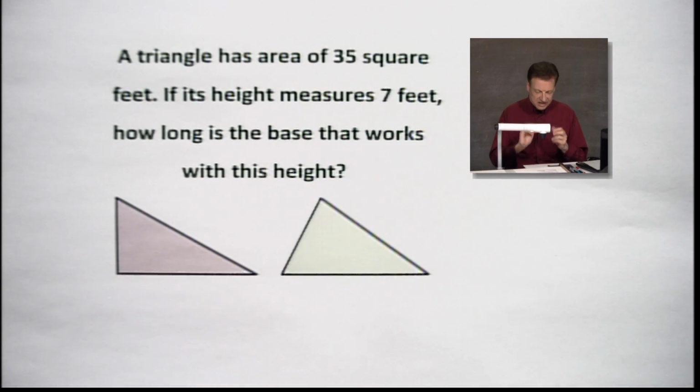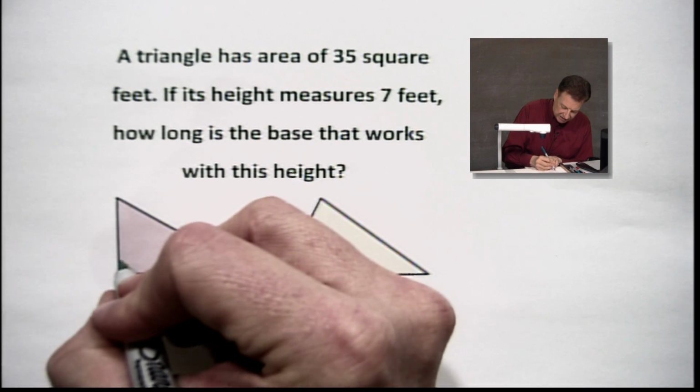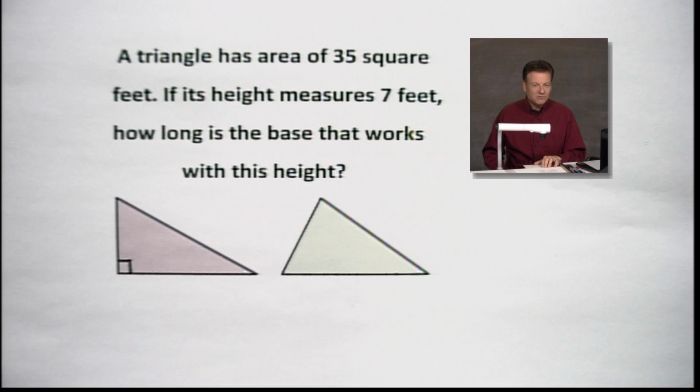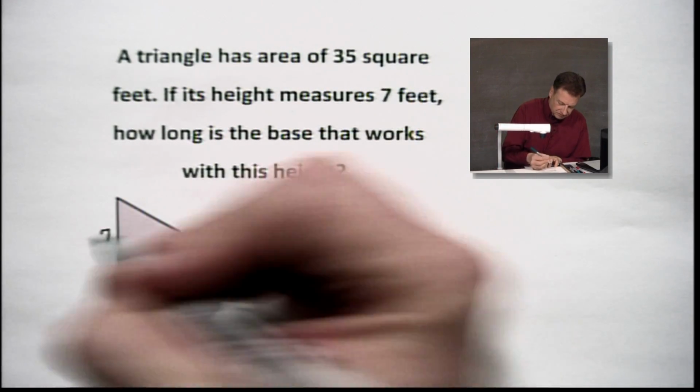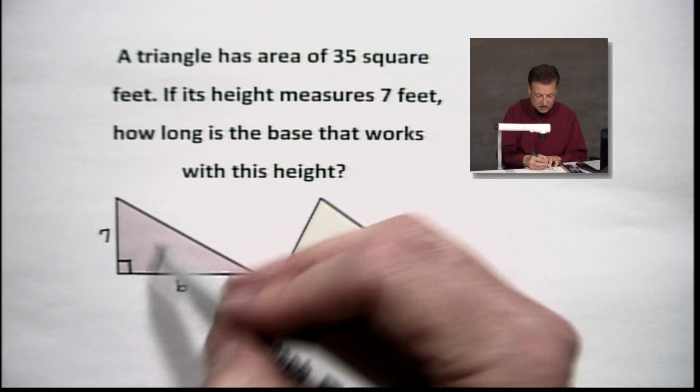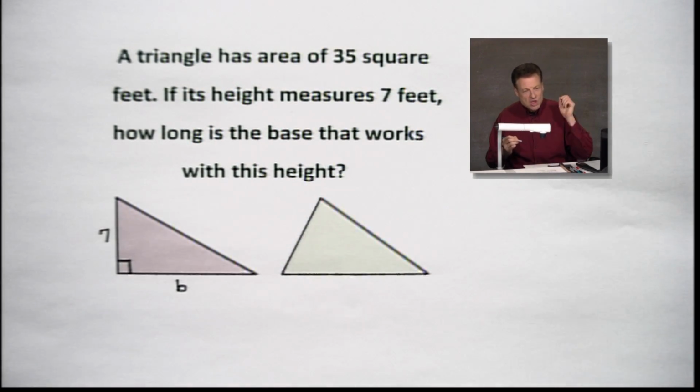All right? So let's see. First of all, if I have a right triangle, there we go. We're going to pick up 7, and we'll call it base. We don't know what it is, but we do know the space in the shaded area there is 35.